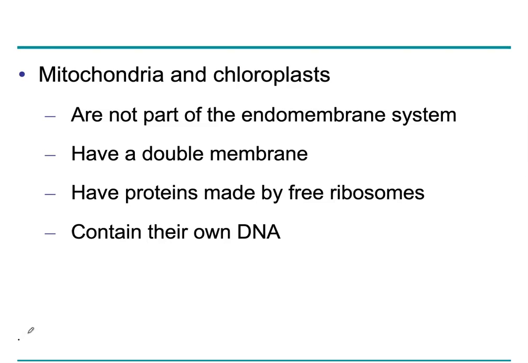Mitochondria and chloroplasts are both a part of the endosymbiotic theory of evolution. They have a double membrane. They make their own proteins. A certain number of proteins they make on their own by the ribosomes that they have. They also contain their own DNA, just like prokaryotic cells that have circular DNA. Chloroplasts and mitochondria both have circular DNA.